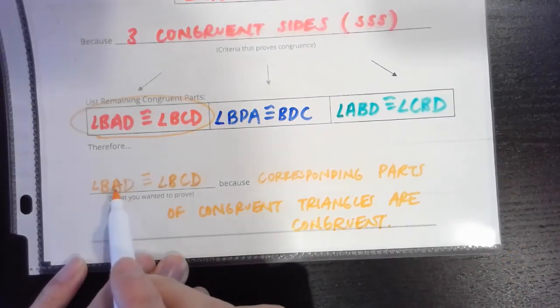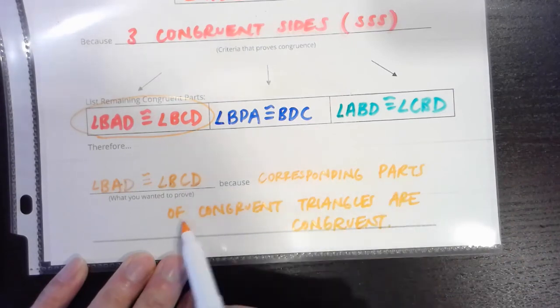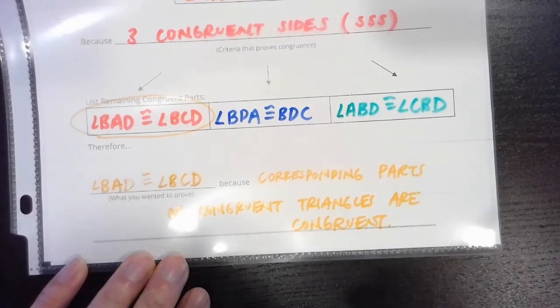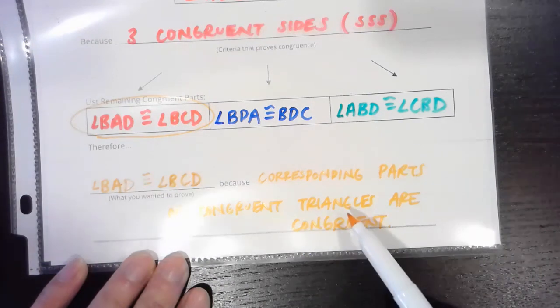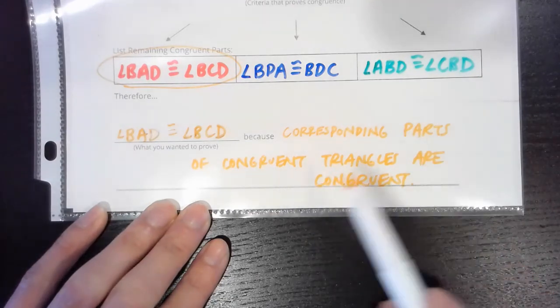We know that these two angles have to be congruent because corresponding parts of congruent triangles are congruent. Another way of thinking that is if two triangles are congruent, then all of the parts in those two triangles also have to be congruent. That's what this is saying. Corresponding parts of congruent triangles are congruent.